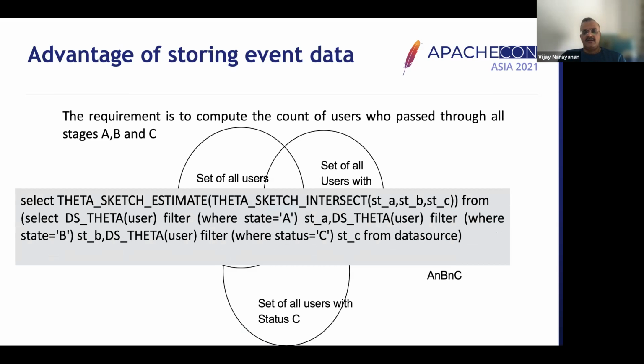Okay, so this kind of analytics can be done using what are called data sketches in Druid. I've given you a query here where I'm doing an intersection. First, there is the inner query where I'm selecting users where state is A, computing a theta sketch, state is B, again computing a theta sketch, and state is C, computing another theta sketch. And then in the higher level query, I'm doing an intersect of all these three theta sketches, and that will give me A intersection B intersection C.